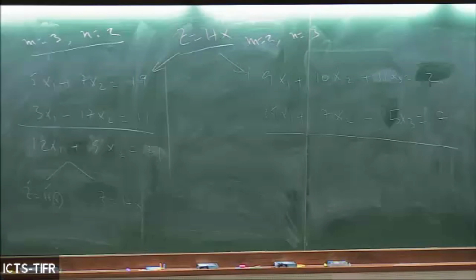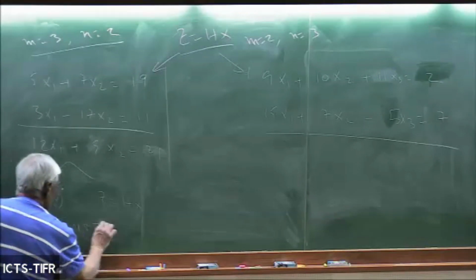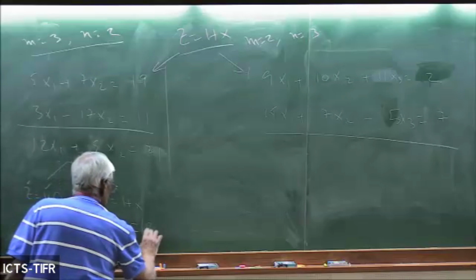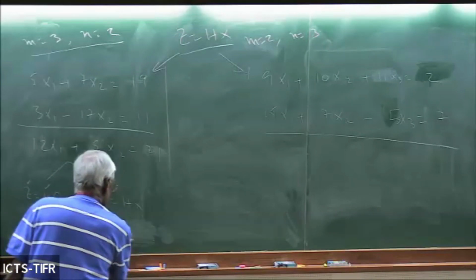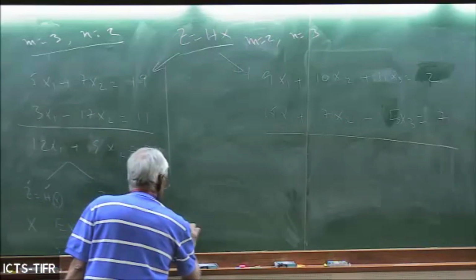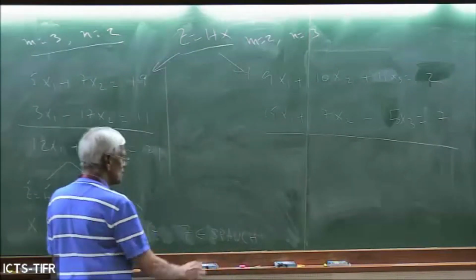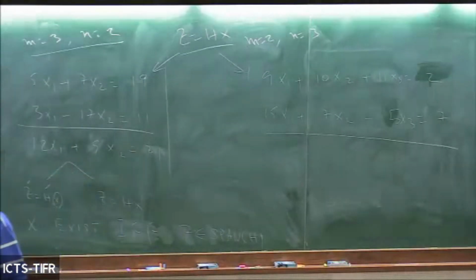Come on, guys. So if the vector z happens to lie in the span of the columns of h, then there exists an x for which z will be equal to h of x. So a solution x exists if and only if z belongs to the span of h. Span of h is a shortened version for the space spanned by the columns of h.